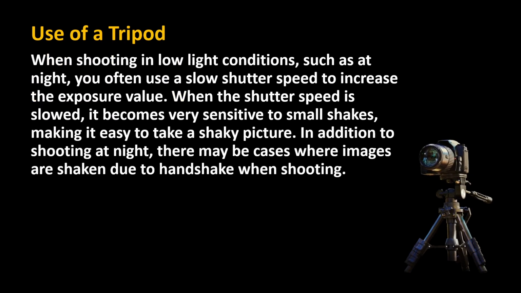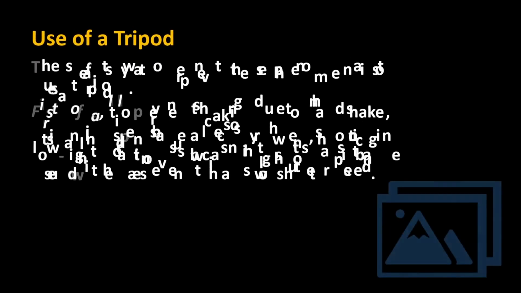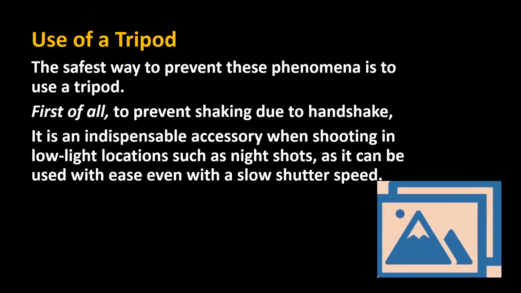Use of a tripod. When shooting in low light conditions, such as at night, you often use a slow shutter speed to increase the exposure value. When the shutter speed is slowed, it becomes very sensitive to small shakes, making it easy to take a shaky picture. In addition to shooting at night, images may be shaken due to handshake. The safest way to prevent these phenomena is to use a tripod. First of all, it prevents shaking due to handshake. It is an indispensable accessory when shooting in low-light locations.